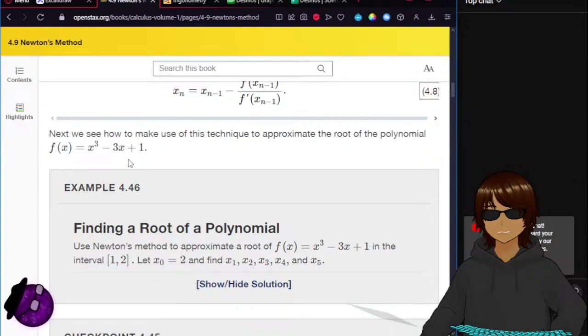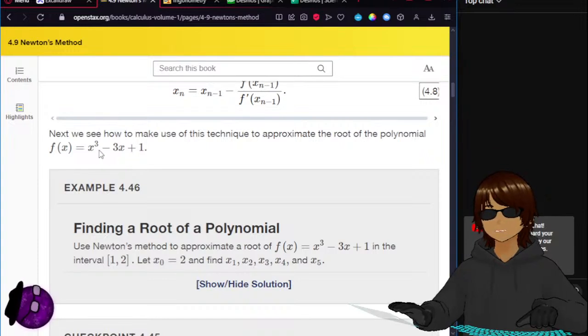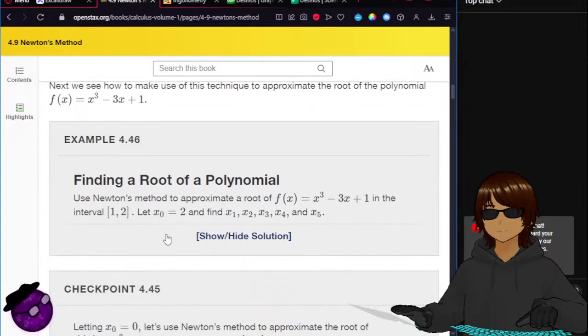Next, we see how to make use of this technique to approximate the root of the polynomial f of x is equal to x cubed minus 3x plus 1.